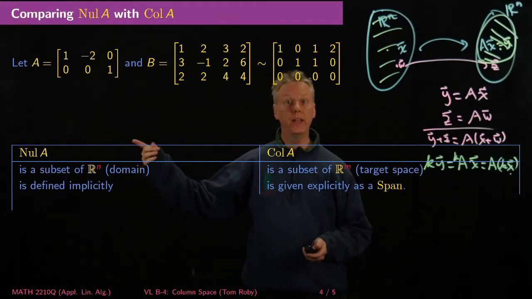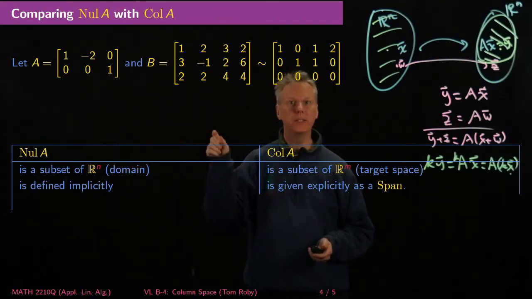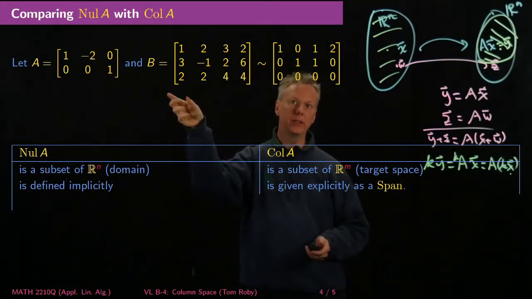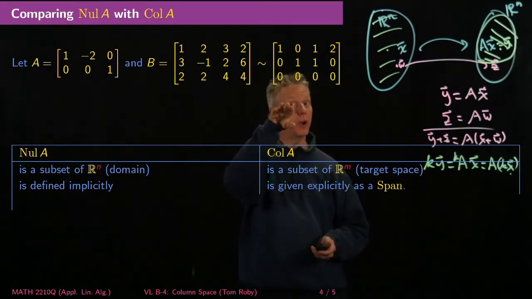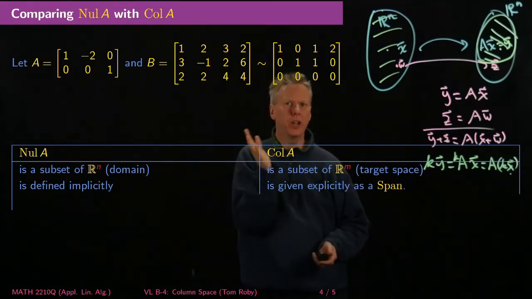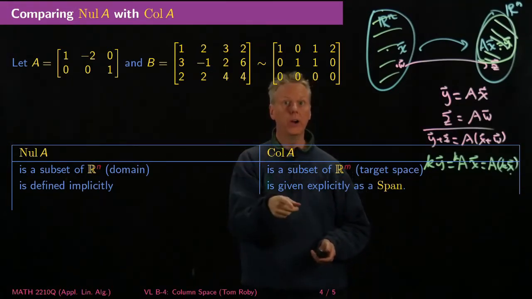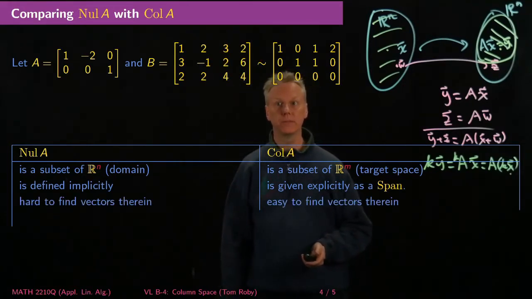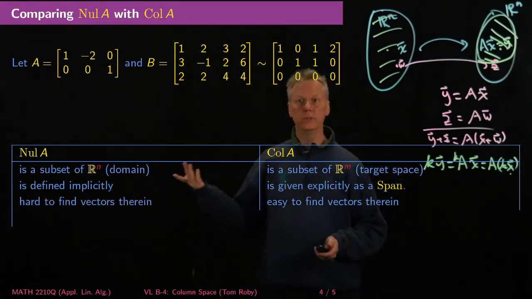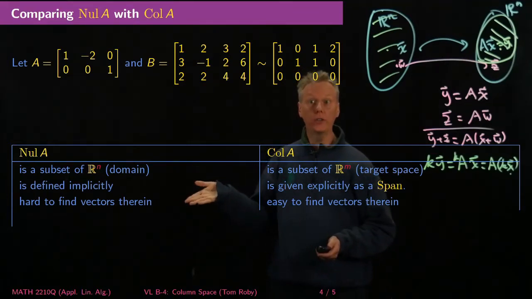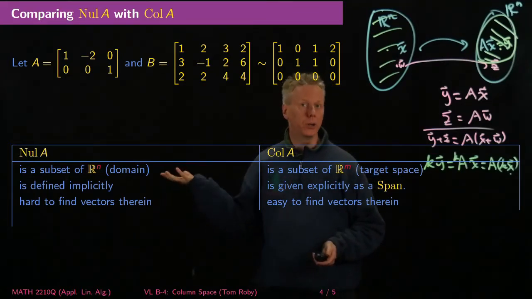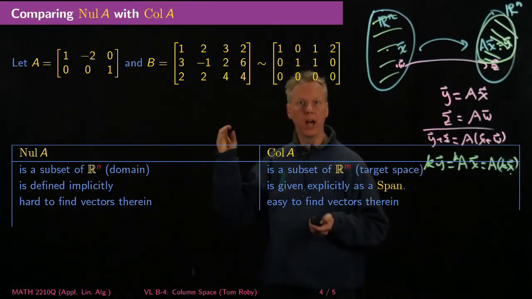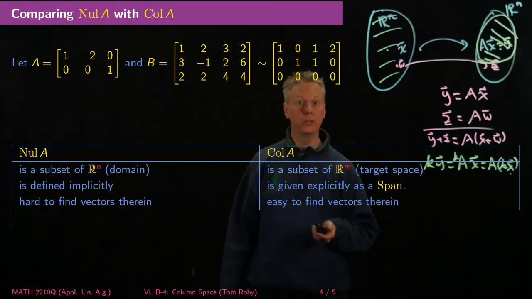The null space of A is defined implicitly. It's defined to be the set of vectors such that AX equals 0, right? But that doesn't give you a very explicit description of X, whereas the column space is given explicitly as a span of a set of vectors. So what that means is that it's actually a little hard to find vectors in the null space. You have to do some work. I mean, it's just row reduction. It's work we know how to do and that we've done before, but it's not like you just look at it and you know what to do.